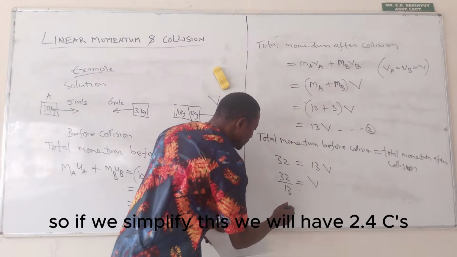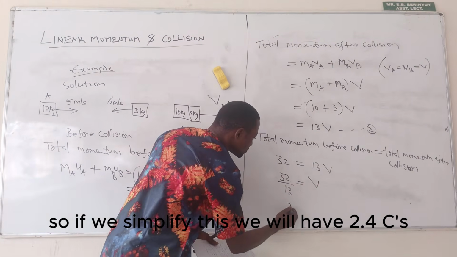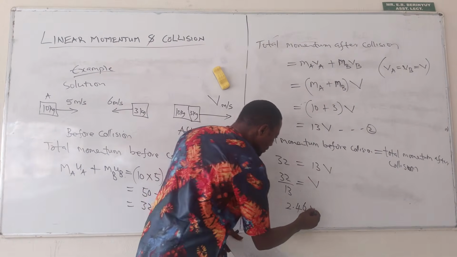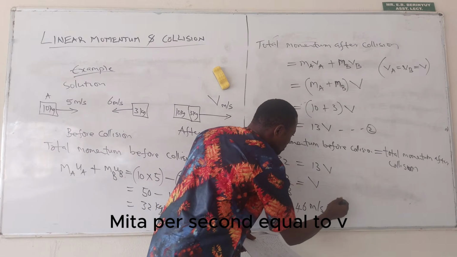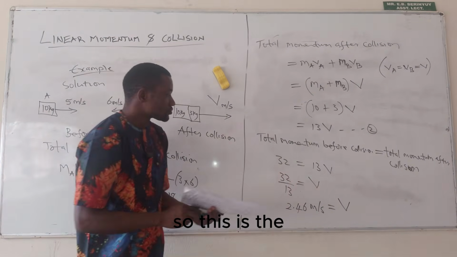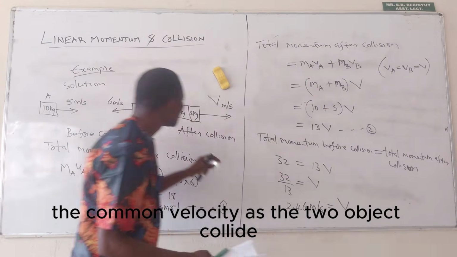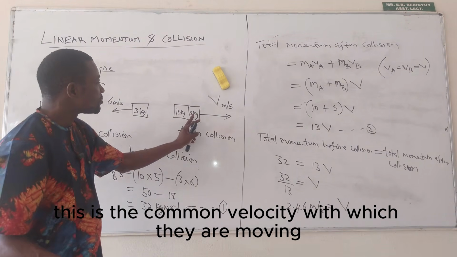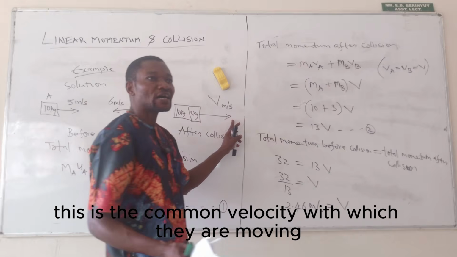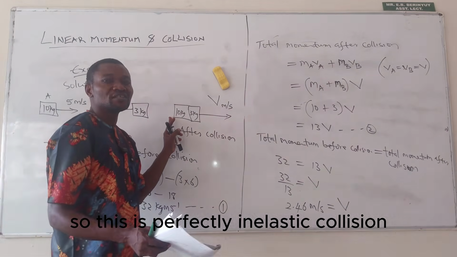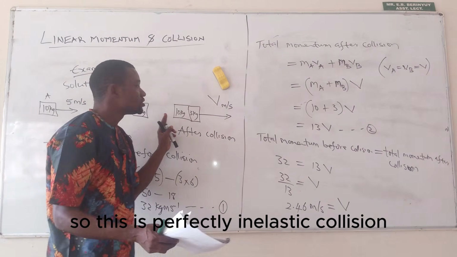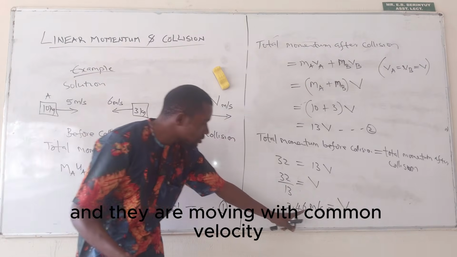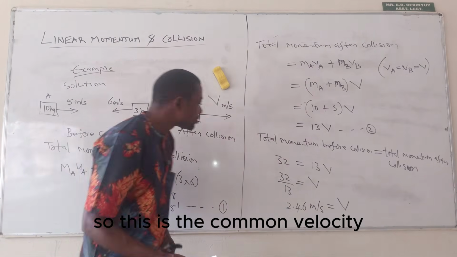So if we simplify this, we will have 2.46 meter per second equal to V. So this is the common velocity as the two objects collide. This is the common velocity with which they are moving. So this is perfectly inelastic collision. After the collision, they stick together and they are moving with common velocity.